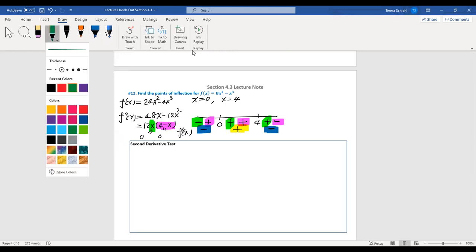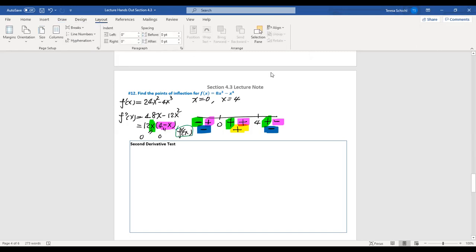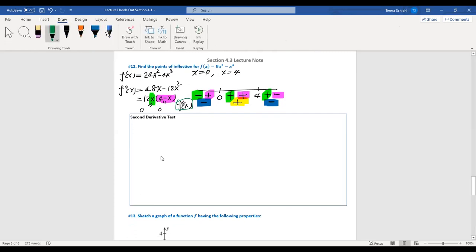Remember, this is the double derivative. So negative here means concave down. So you draw the picture, concave down. And this is concave up. And this is concave down, right?